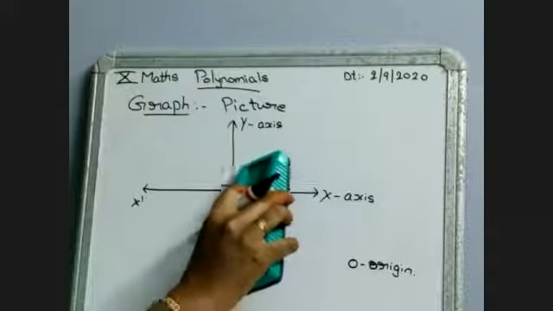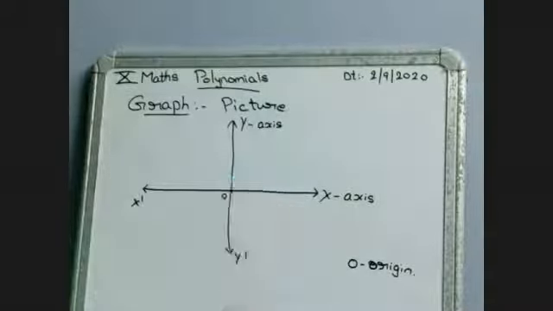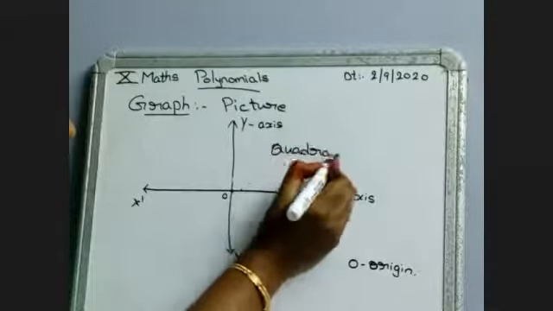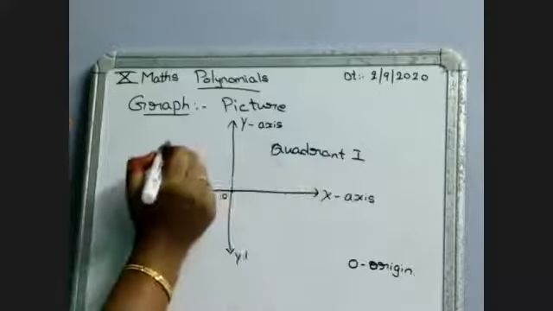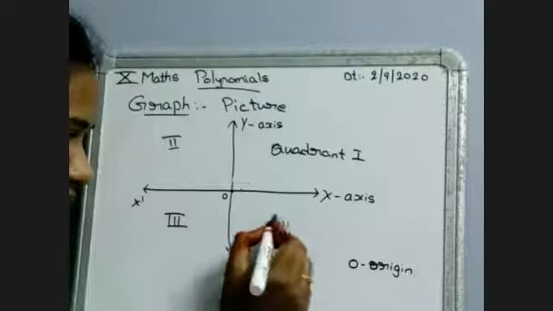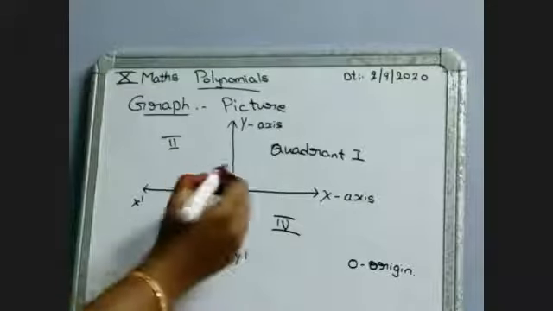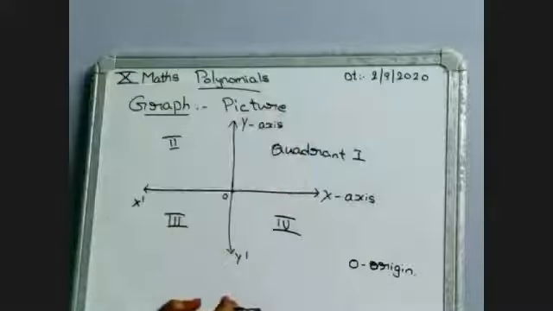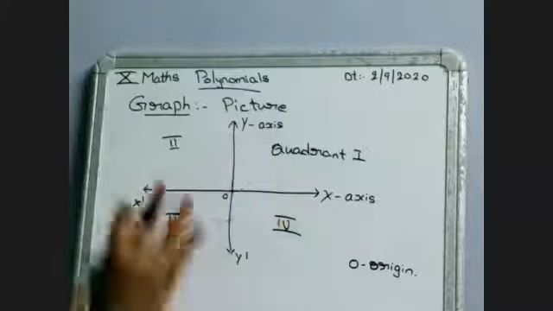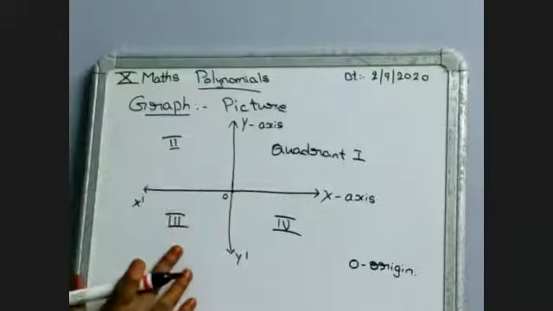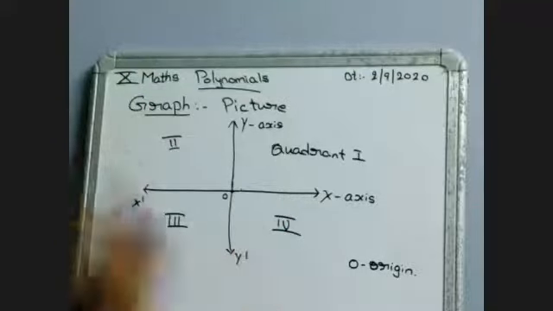In this graph, if you observe, this is quadrant 1, quadrant 2, quadrant 3, and quadrant 4. If you observe these two lines, the x-axis line and the y-axis line, how many parts are they dividing it into? It is dividing into 4 parts in total.